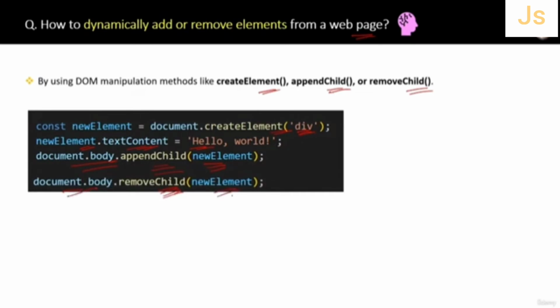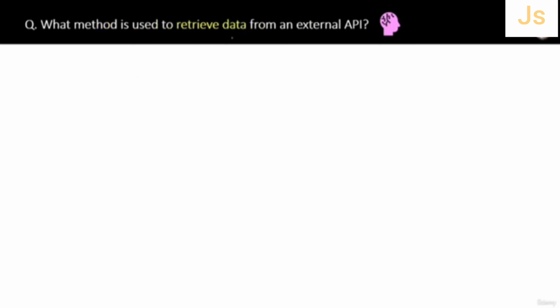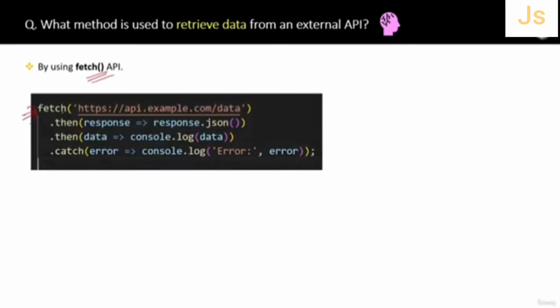For removing the element, we can just use the removeChild method of the DOM like this, which will remove the element. What method is used to retrieve data from an external API? The answer is we can retrieve data from an external API by using the fetch API method. If you see the code here, we are passing the URL of the API as a parameter inside the fetch method. Now, if we receive a proper success response, then this then function will log the response data. But if we receive an error, then this catch function will log the error.